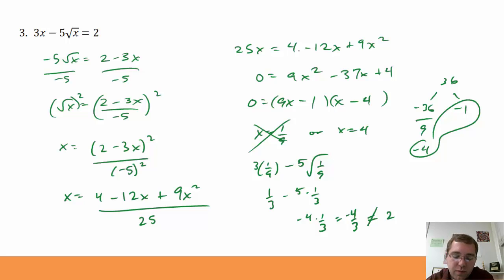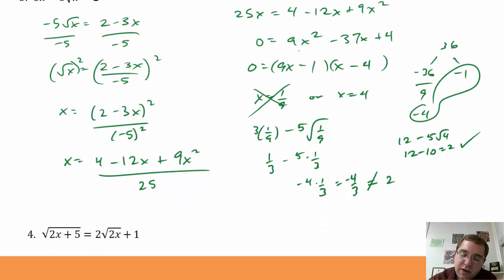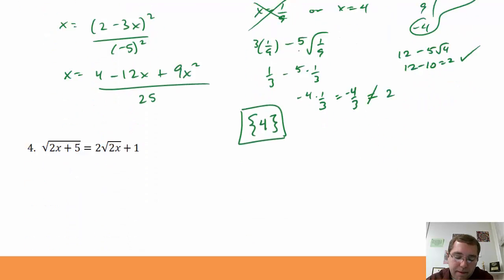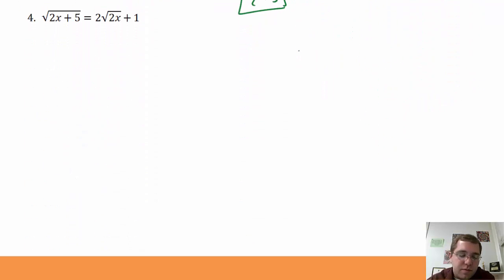We check 4. 4 would give me 12 minus 5 times the square root of 4. Well, the square root of 4 is 2. Times 5 is 10. 12 minus 10 equals 2, which is what I want. So 4 is a solution. 1/9 was extraneous. That means my solution set is the set containing 4. And that's it. 1/9 was an extraneous solution that was introduced by the fact that we were multiplying both sides of our equation by a variable. So that can happen sometimes. We always have to check.